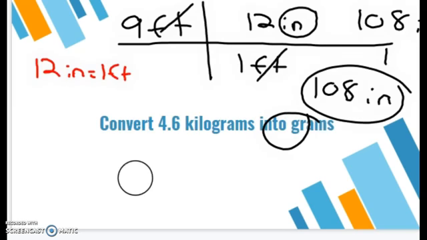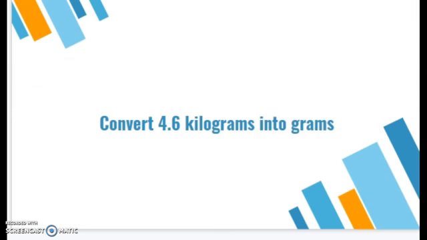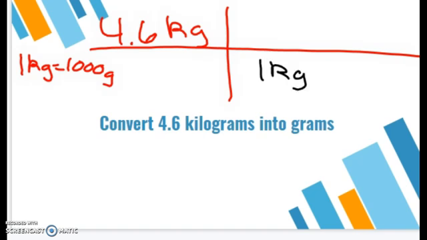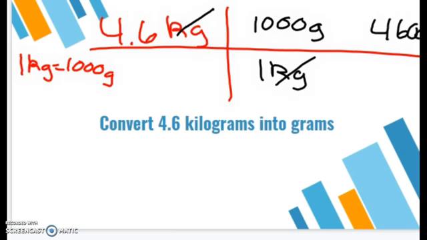This one says to convert 4.6 kilograms into grams. So, I'm going to start by writing 4.6 kilograms. I'm going to draw my lines here. The conversion is that 1 kilogram is 1,000 grams, so I have to use that. So I'm going to put the 1 kilogram down here because I need the kilograms to cross out, which means on the top I had to put the 1,000 grams. Kilograms cross out, you multiply across, you're going to get 4,600 grams.